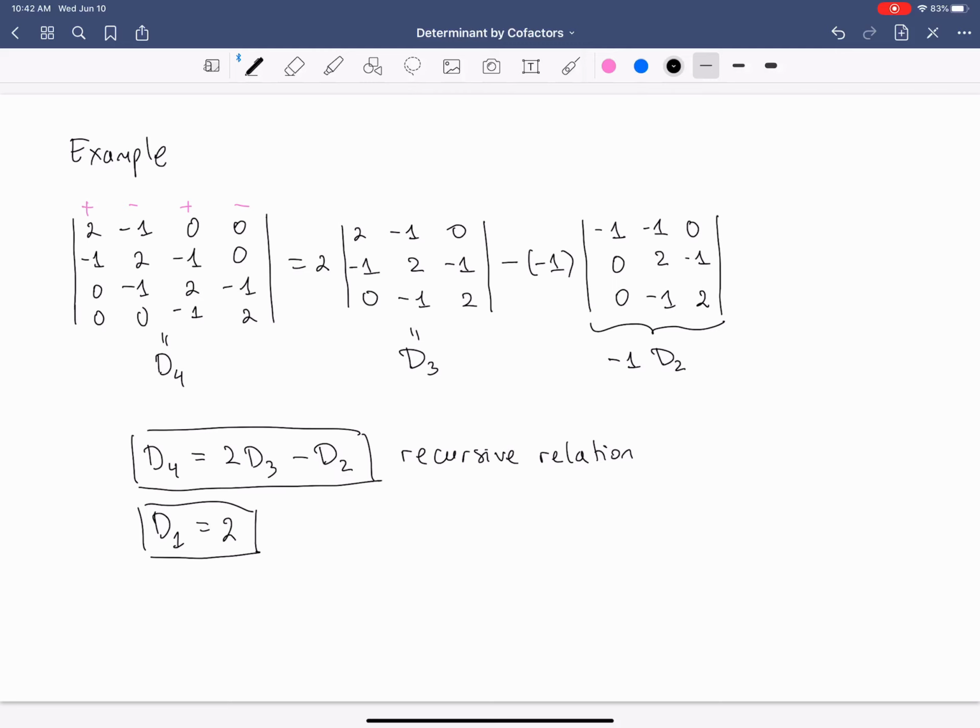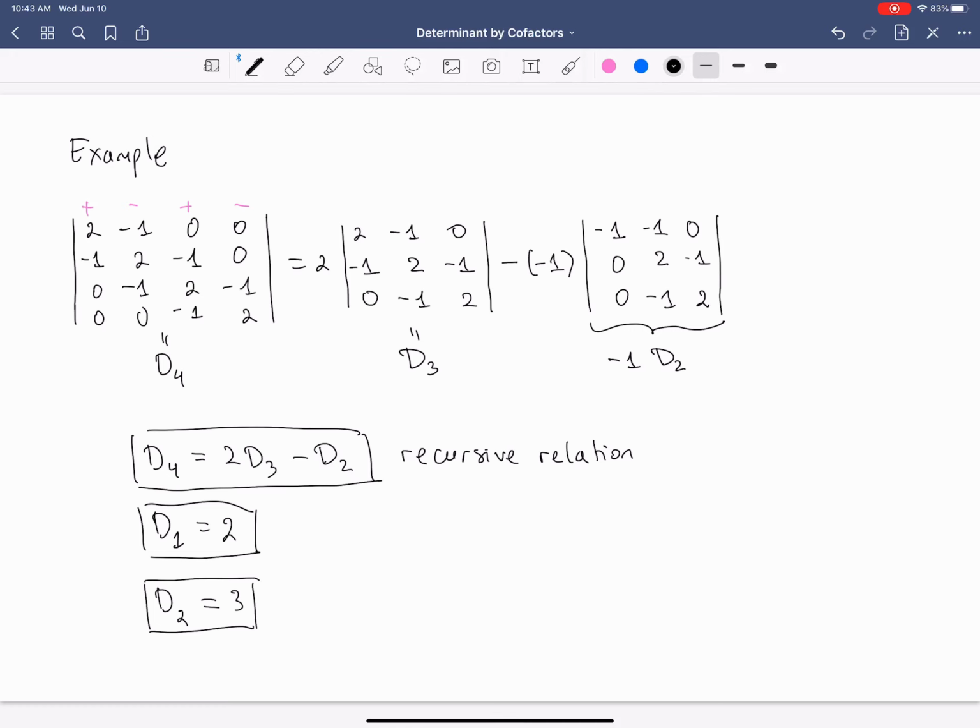I also know D2, right? We actually need to compute D2 as well because the relation contains the previous 2 numbers. It's a little bit like a Fibonacci sequence type. So the determinant of D2, well, that's very easy, right? If you just focus here, you have 4 minus 1, that gives you a 3. So we have that this equals 3. And so knowing these two, I can immediately find D4.